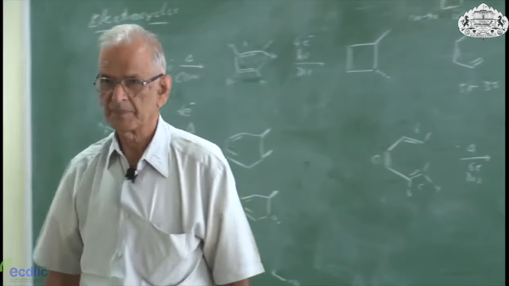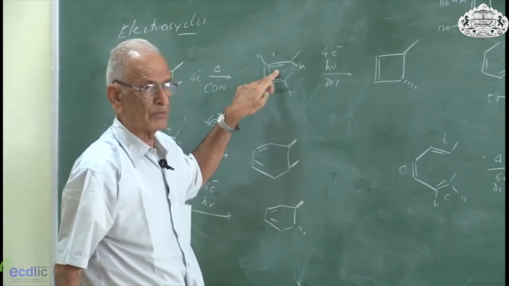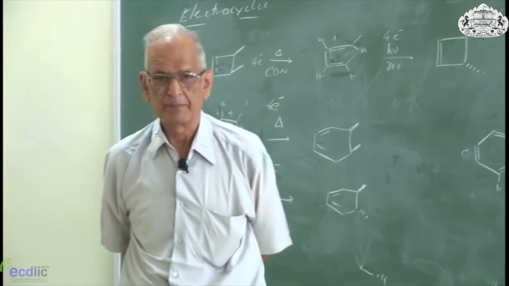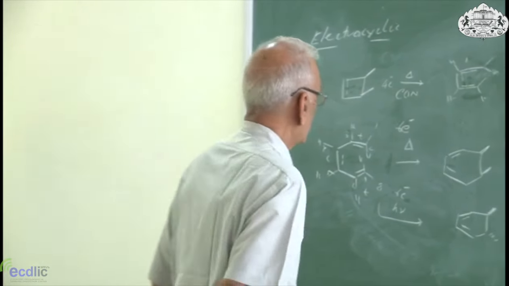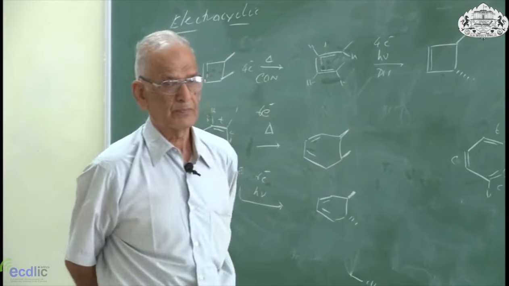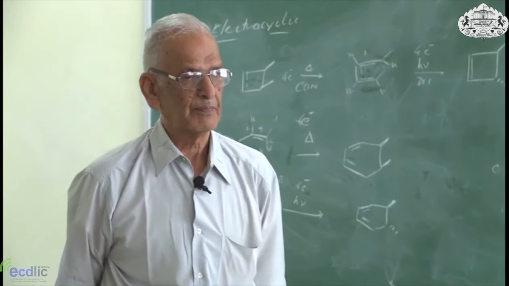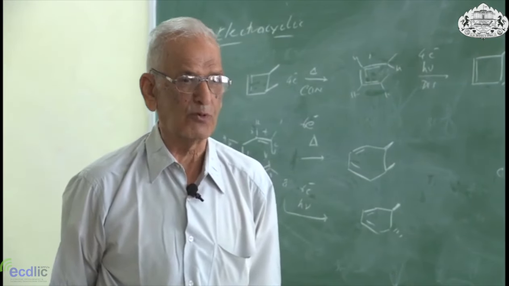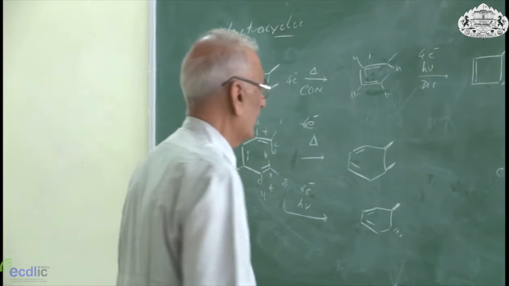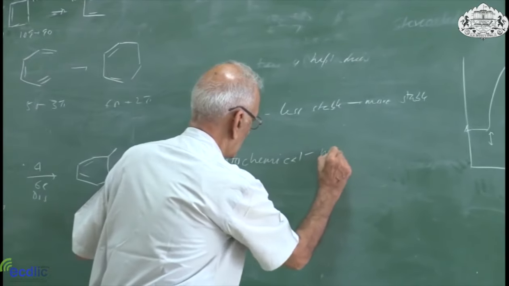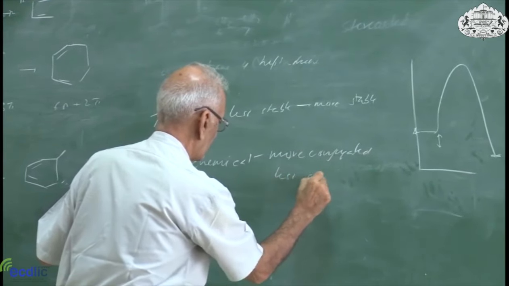Now, what is our problem? In photochemical, we went from open chain to cyclic. What is the principle in photochemical reaction? What is the UV of butadiene? 217. What is the UV of ethylene? 185. So butadiene absorbs at longer wavelength. So when I do photochemistry, butadiene gets excited. Ethylene does not get excited. So in a photochemical reaction, the principle is more conjugated goes to less conjugated.